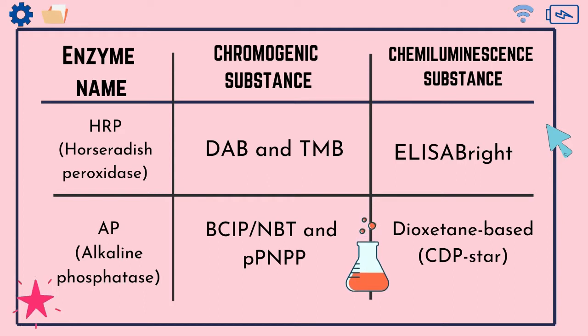Lastly is chemiluminescent substances. It is a property of chemical reactions that emit light as a byproduct. The chemiluminescent substance for HRP is ELISA Bright. ELISA Bright is a highly sensitive chemiluminescence for HRP. It has the highest signal-to-noise ratio for superior performance.